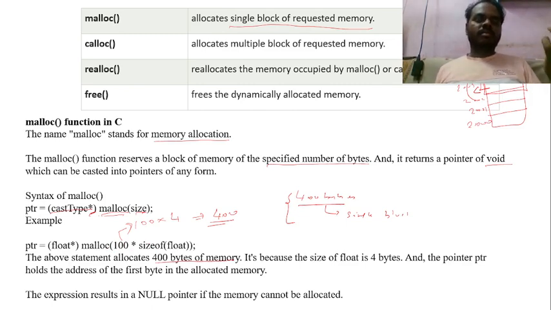The size of float is 4 bytes, so 100 times 4 is 400 bytes of memory. And if memory is not allocated, it will return a null pointer. That's it. That's all about the malloc function.